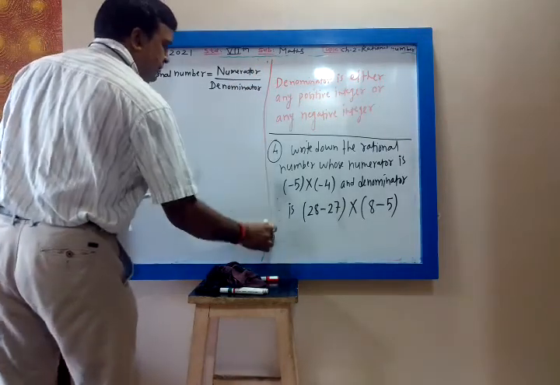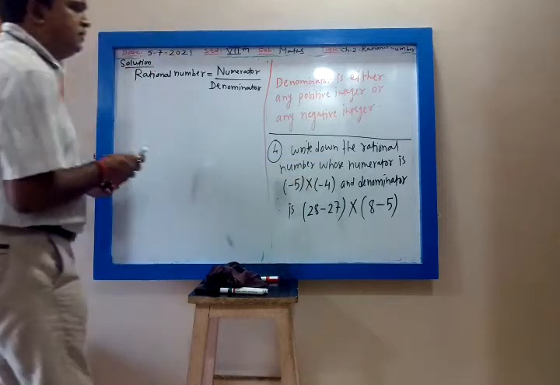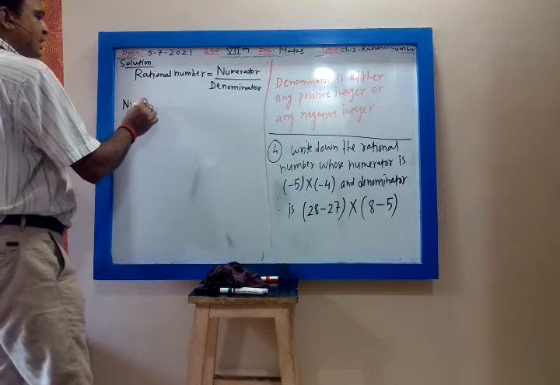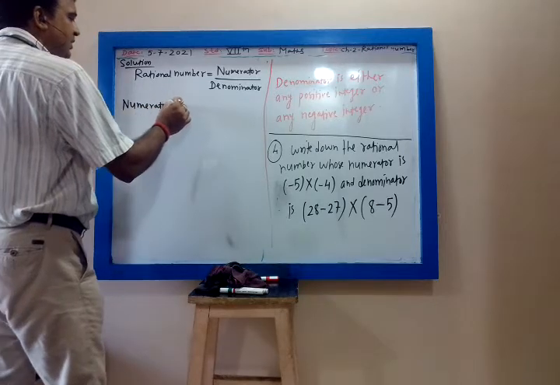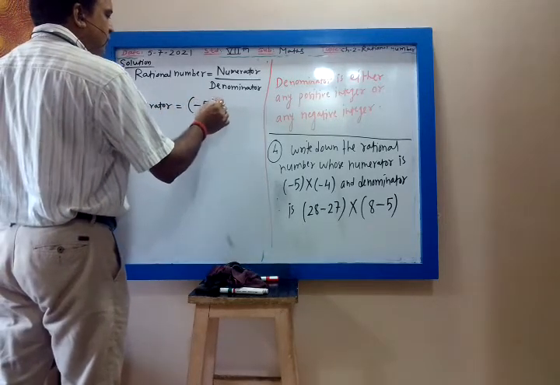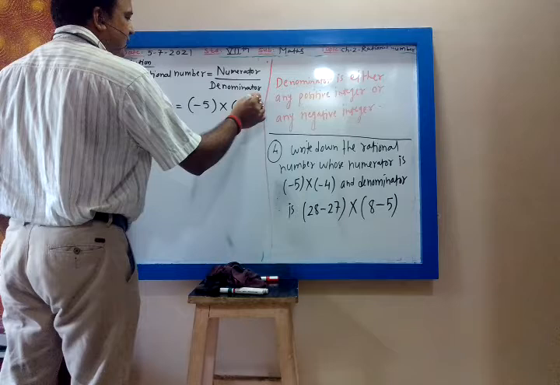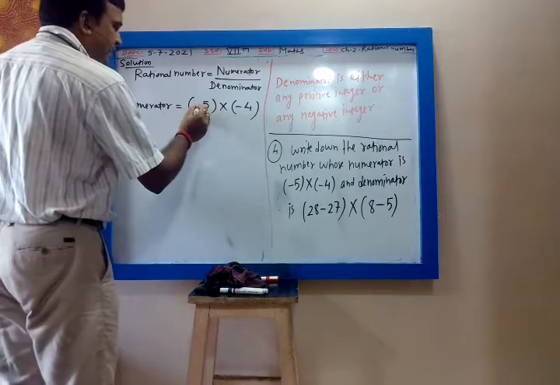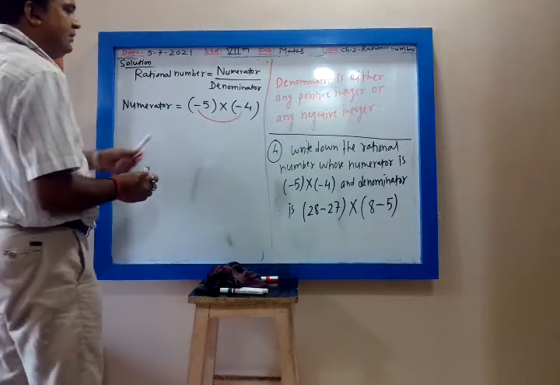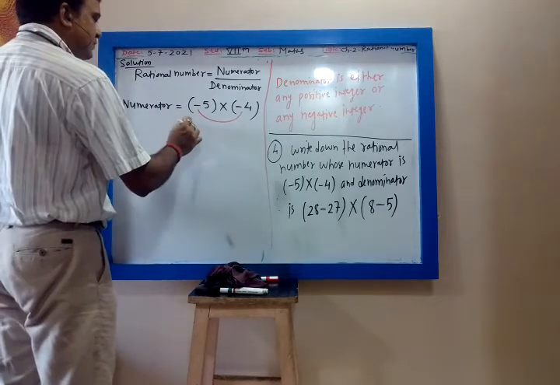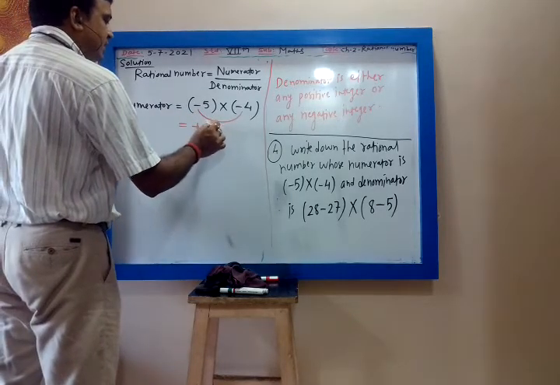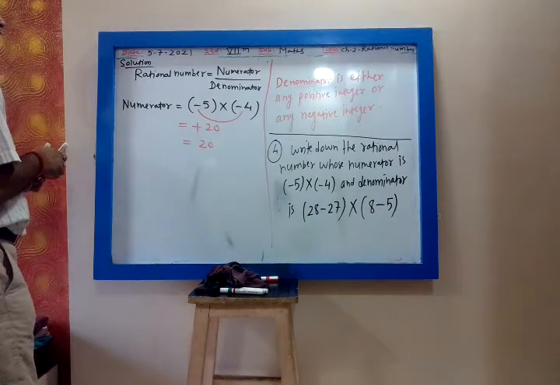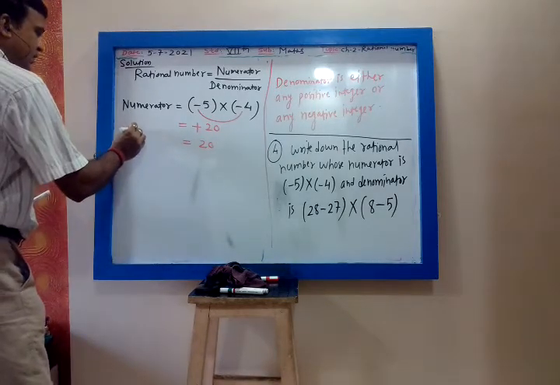But in this question, what is my numerator? Numerator is minus 5 into minus 4. Let us calculate the numerator. In integers we have studied multiplication of integers. Minus into minus is plus. So that is plus 5 into 4, 20. So plus 20 is the same as 20. So my numerator is 20.